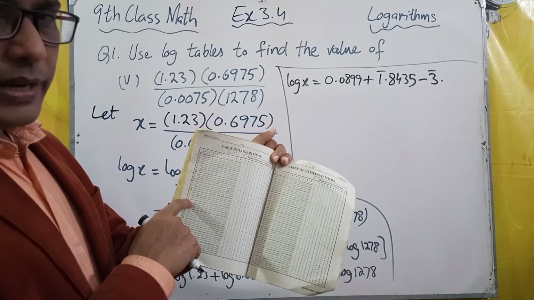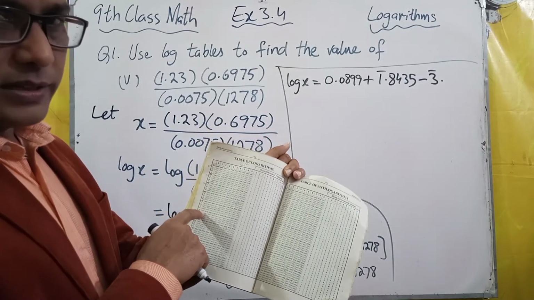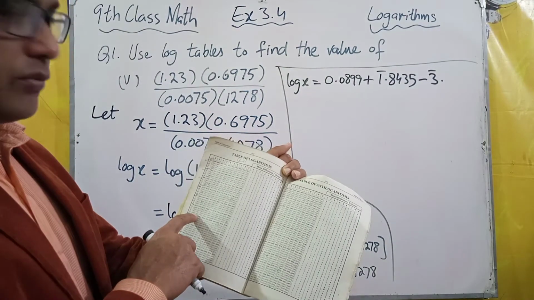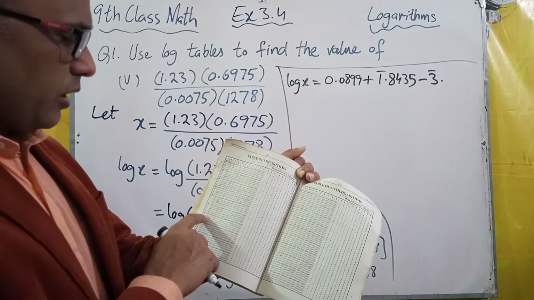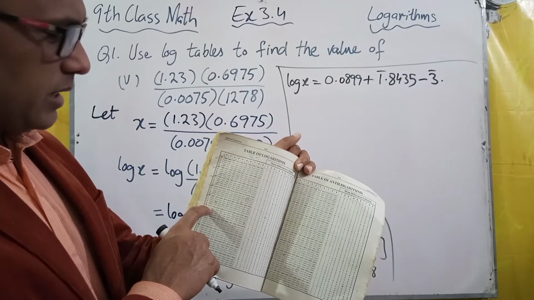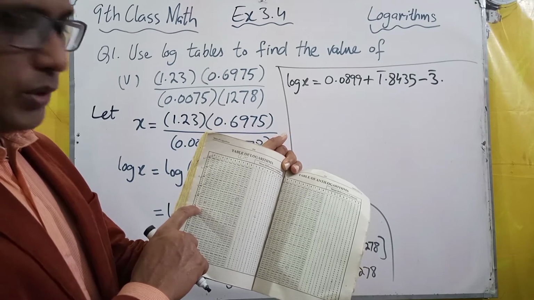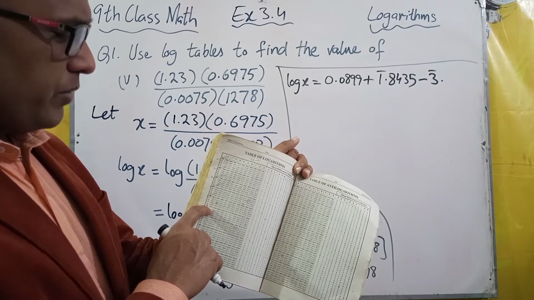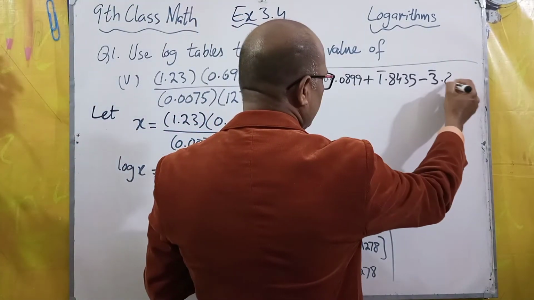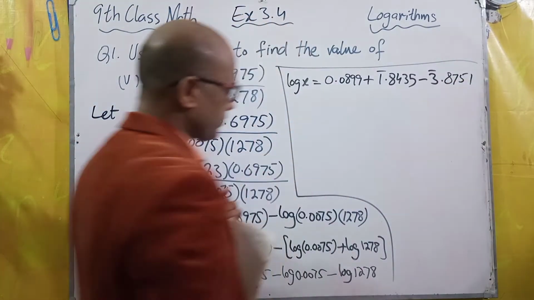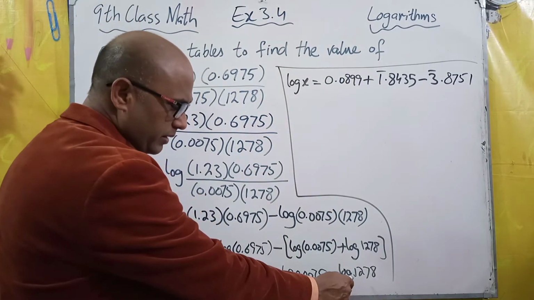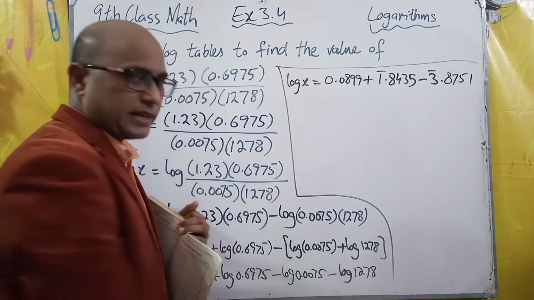It is 8751. Because there is no next number, we'll write the same number. There will be no difference of any number. So 75's logarithm number, or mantissa, we can call it mantissa, would be 8751. 8751.